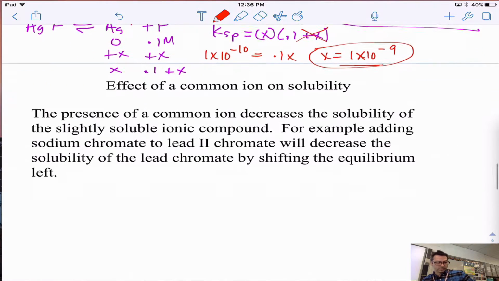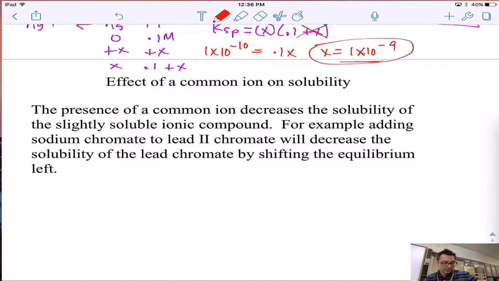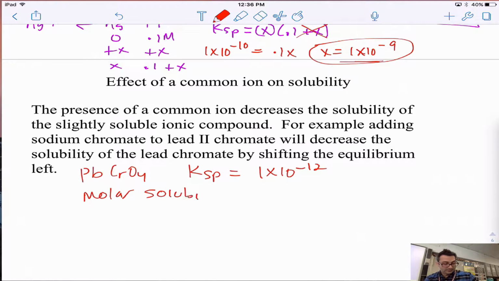And here I give you another example where we have sodium chromate added to lead 2 chromate. And so you could try this one on your own. I can give you some numbers. Let's say that you have your lead 2 chromate, and let's say I give you a Ksp equal to 1 times 10 to the negative 12. And so then I'll ask you, what's the molar solubility? And then let's compare that to what if we add 0.5 molar sodium chromate? And then what's the new molar solubility?